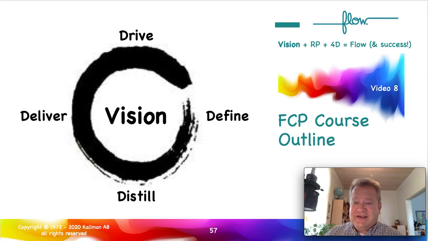And welcome back. This is the 8th video in the series for the Flow Certified Professional online course. And in this video, we're going to look at the outline of flow. And it basically follows the flow formula. So that's vision plus right people plus the 4D model equals flow or success.